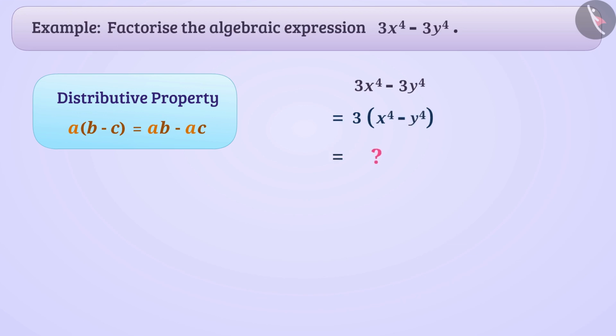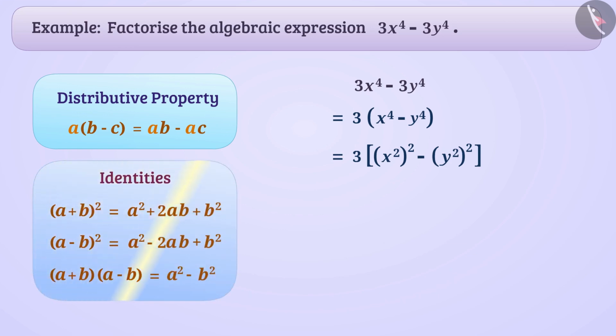Can further factorization be done? Think. Let me tell you, we can write x raised to the power 4 as (x square) whole square and y raised to the power 4 as (y square) whole square. With this, we can write the expression this way. Now tell me, which identity can we use for factorization of the given expression? Pause the video and try it.